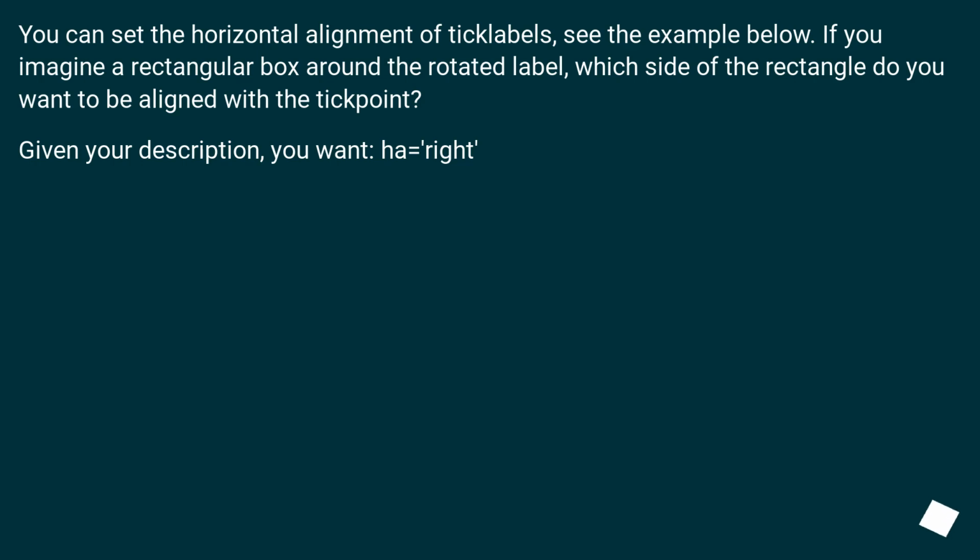You can set the horizontal alignment of tick labels. See the example below. If you imagine a rectangular box around the rotated label, which side of the rectangle do you want to be aligned with the tick point? Given your description, you want (right).